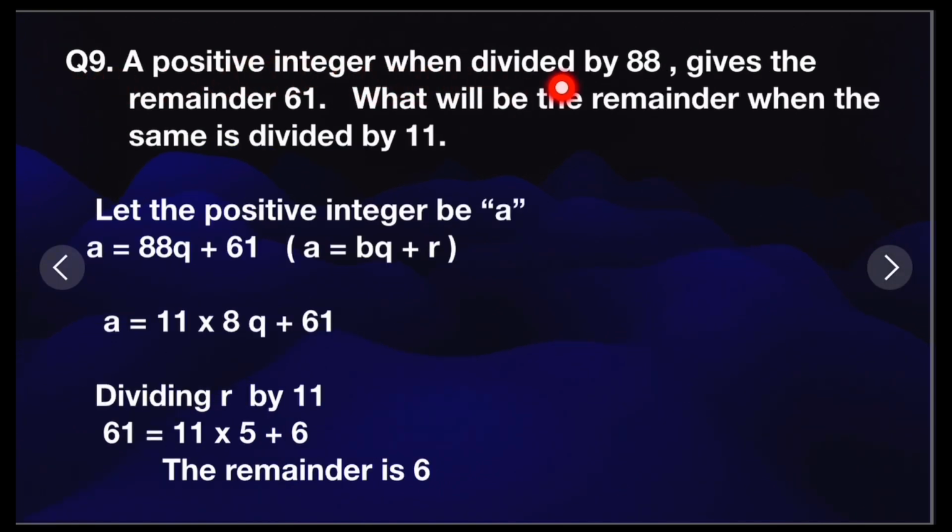Question 9. A positive integer when divided by 88 gives the remainder 61. What will be the remainder when the same is divided by 11? So when it's divided by 88, this is the lemma. Now we are going to divide it by 11. You only have to divide the remainder, because 88 is already a multiple of 11. Dividing the remainder by 11, you can write the lemma as 61 is equal to 11 into 5 plus 6. So what is the remainder? 6. That's what they are asking.